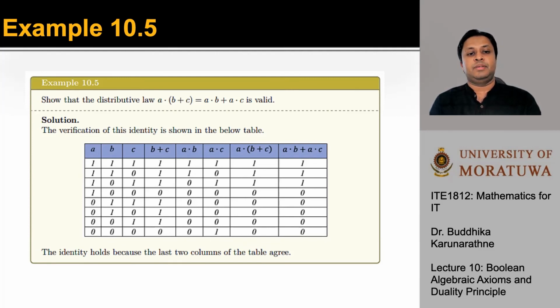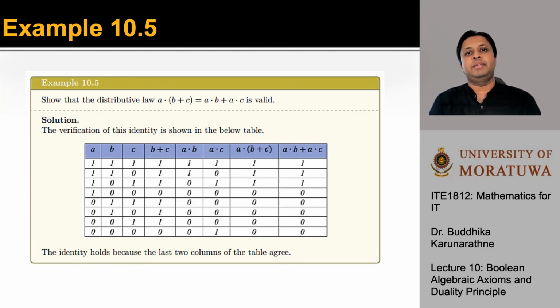So a, b, and c you have, and then you can get the required statements, which are firstly b plus c. You can see that in the fourth column. So that's an OR operation. And you also need a dot b, which is an AND operation, product. And then you need a dot c. You see that in the sixth column. You also need a dot b plus c. You see that in the seventh column. And then you have a dot b plus a dot c, so an OR operation between those two separate products.